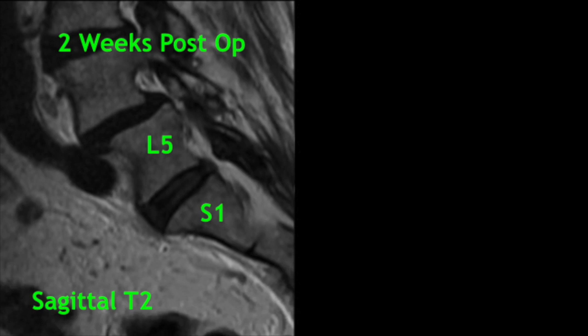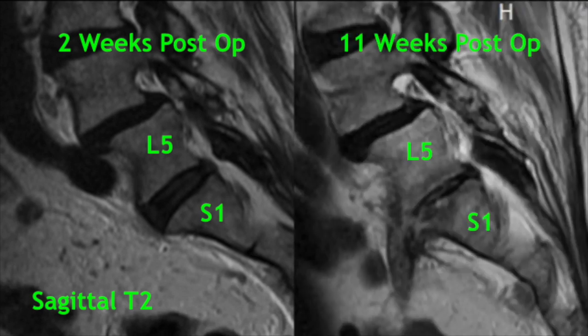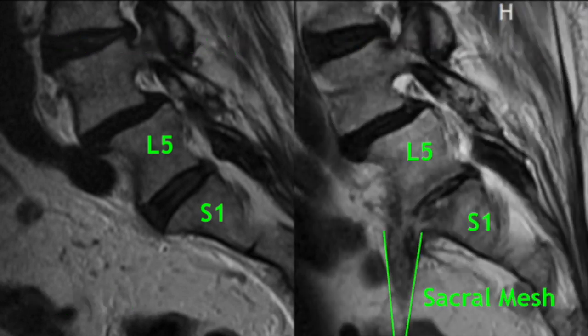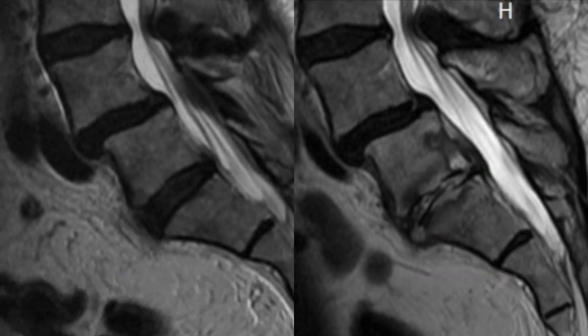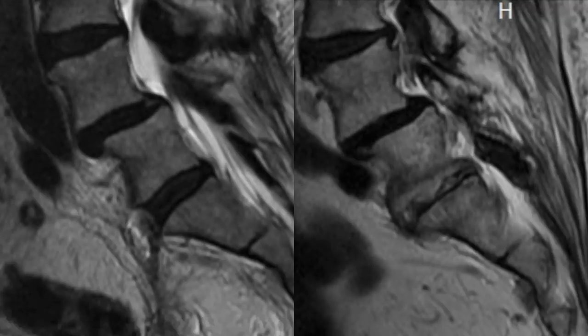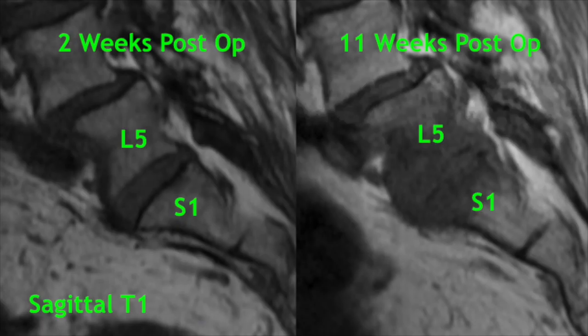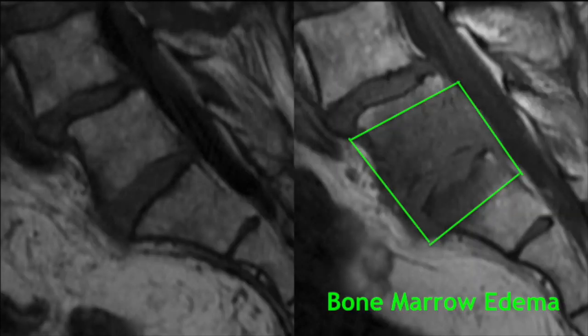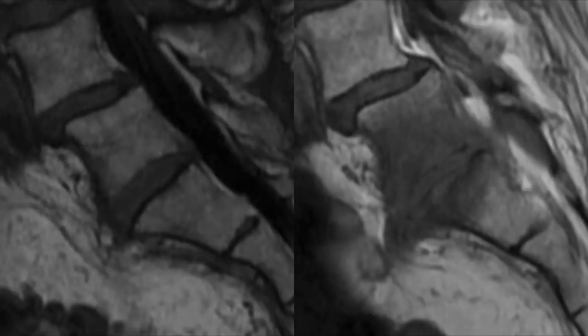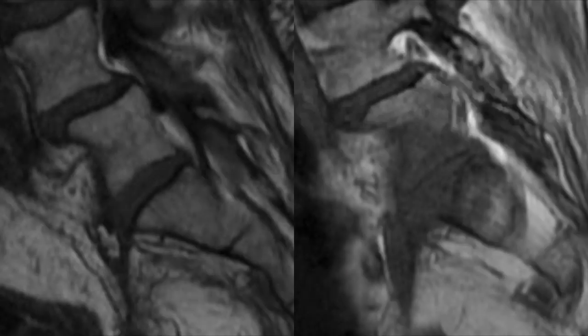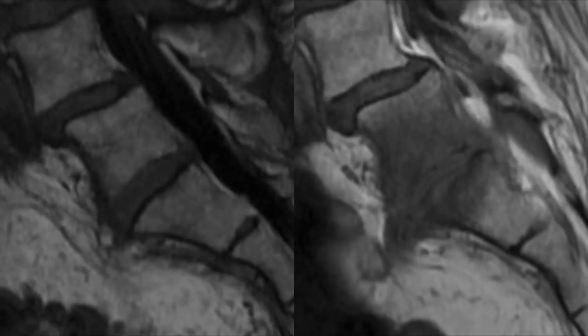Her previous MRI images are shown on the left side of the screen, and the new MRI is on the right. On T2 imaging, we see destruction of the L5-S1 vertebral disc, with replacement of the disc space with fluid. On corresponding T1 images, there is new bone marrow edema of the entire L5 and upper S1 vertebral bodies. These findings are compatible with pyogenic discitis and vertebral osteomyelitis at the L5-S1 level.